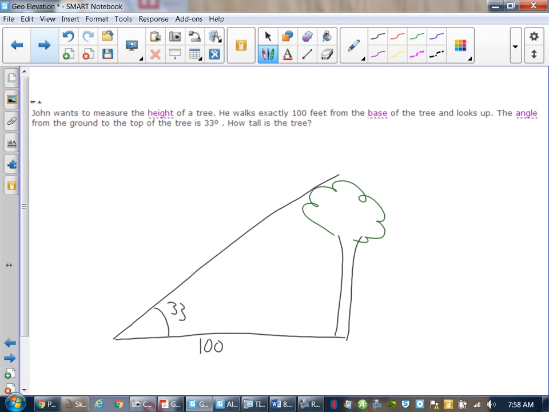Are we trying to find the height of the tree? Right. So that means the height of the tree will be x. But now if you think about it, what is it in relationship to the angle? The opposite. Remember, your angle always looks at its opposite. This is its adjacent. Can we assume that the tree is making a right angle to the ground? Yes. So what trig function are we going to use? Tangent.